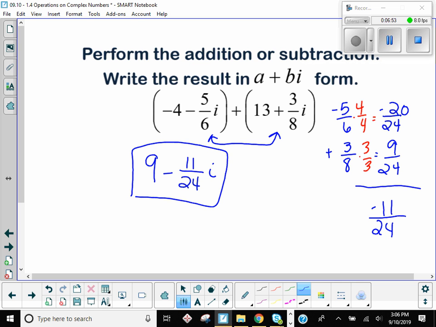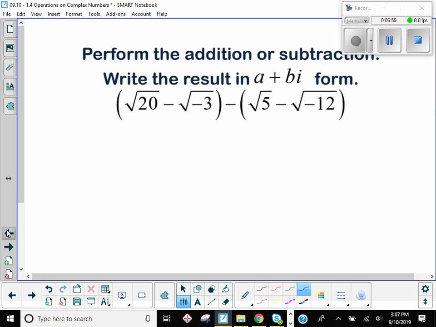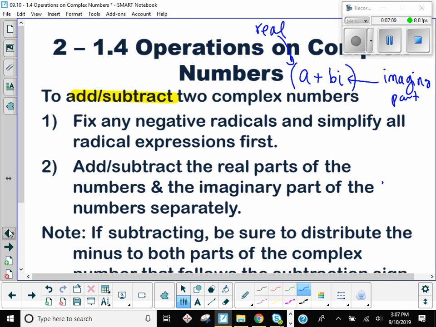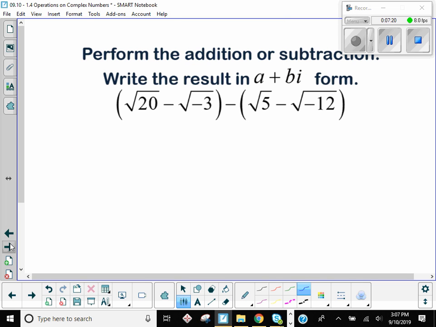Let's go back to the one with all the radicals in it. Okay. Does anybody need this up anymore? So here we have two complex numbers. This is one complex number. This is another complex number. They're actually not in A plus BI form yet. So back here on the wordy part of your notes, where step 1 says, fix any negative radicals and simplify all other radicals first, that's what we're going to do here.